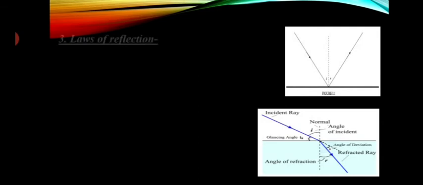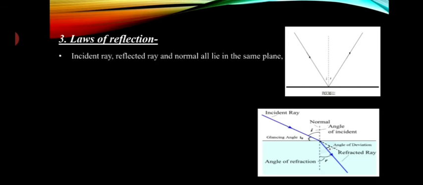Further, the third law is the laws of reflection. In the figure given here, the reflection of light is shown. The arrow down shows the incident ray, whereas the upper arrow gives the reflected ray.